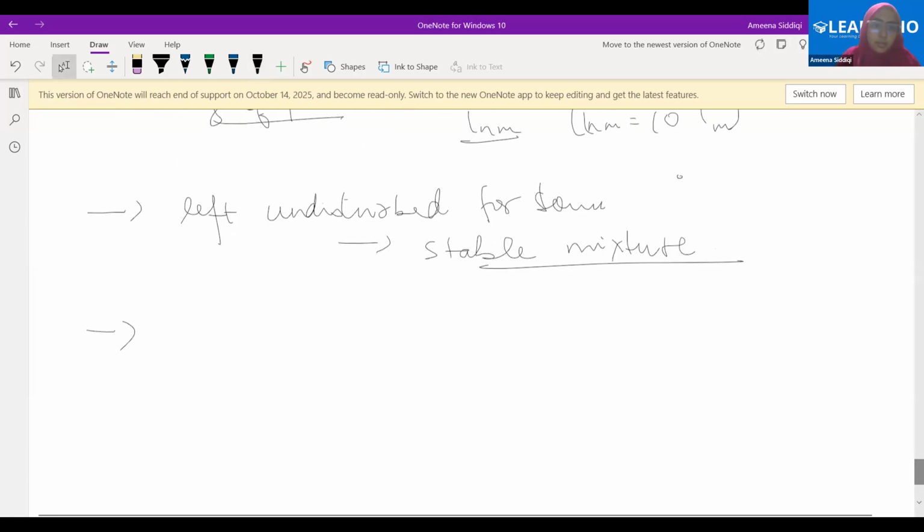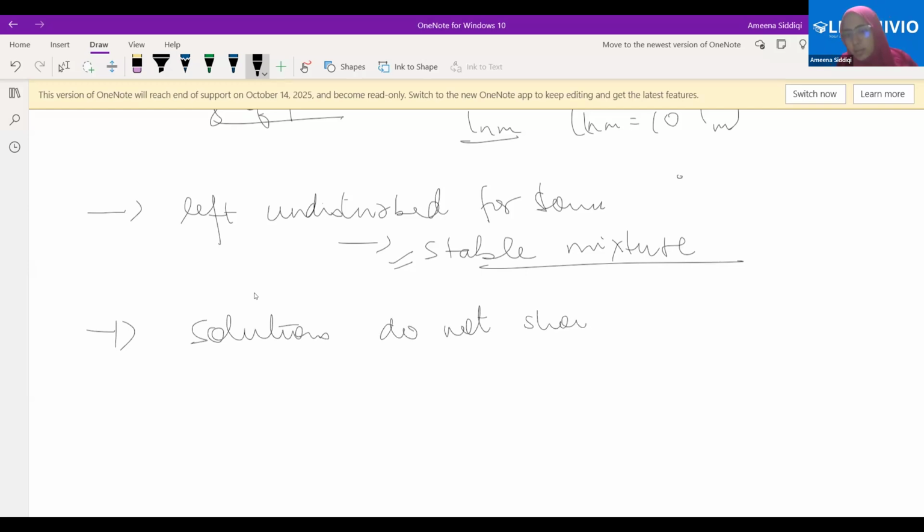Very important. So left undisturbed for some time, it will result in a stable mixture. Is that clear to all of you? And why is it happening? Solutions are stable because of the size of the particles. Fine. The next point is that solutions, which are nothing but homogeneous mixtures, do not show the Tyndall effect.